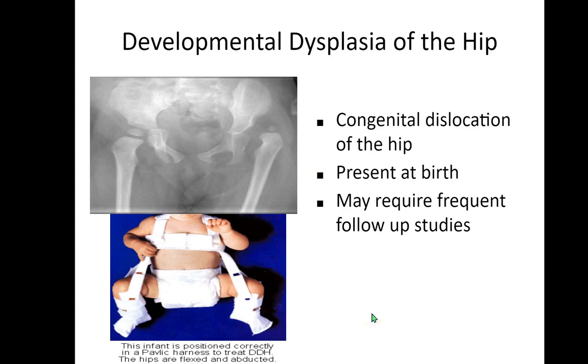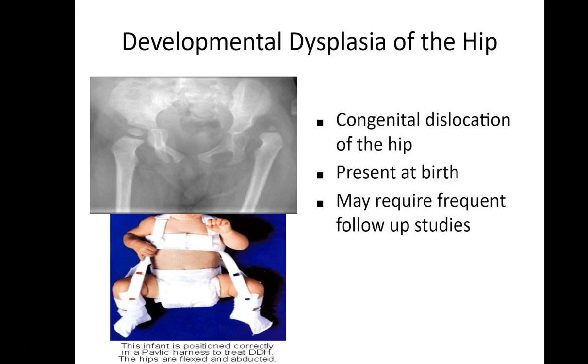Signs and symptoms include a unilateral clicking noise and different leg lengths. And if you look at this x-ray, you can imagine how the right leg would be longer than the left leg. The left leg would appear shorter because it's out of the joint. 1 in 1,000 newborns are affected. However, 1 in 3 newborns, it's estimated, have some degree of hip instability. And developmental hip dysplasia usually affects girls more than boys.